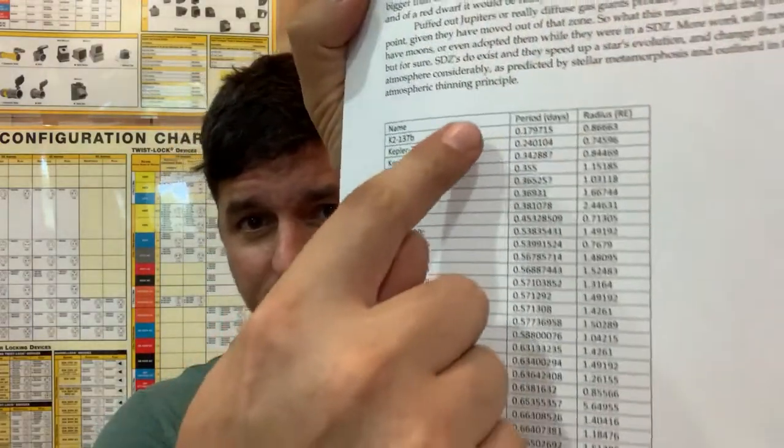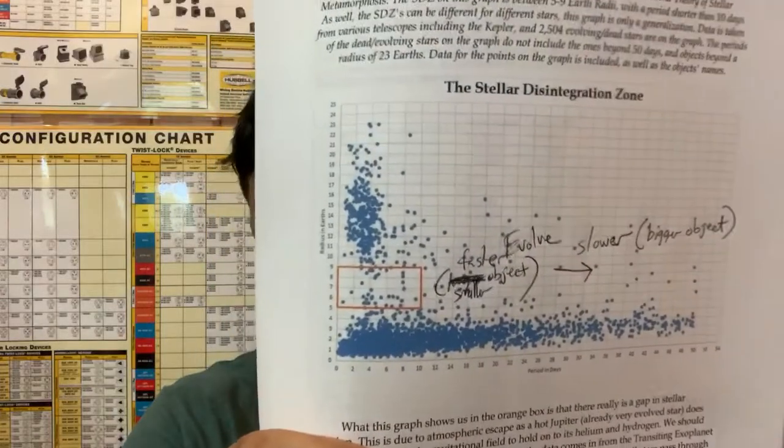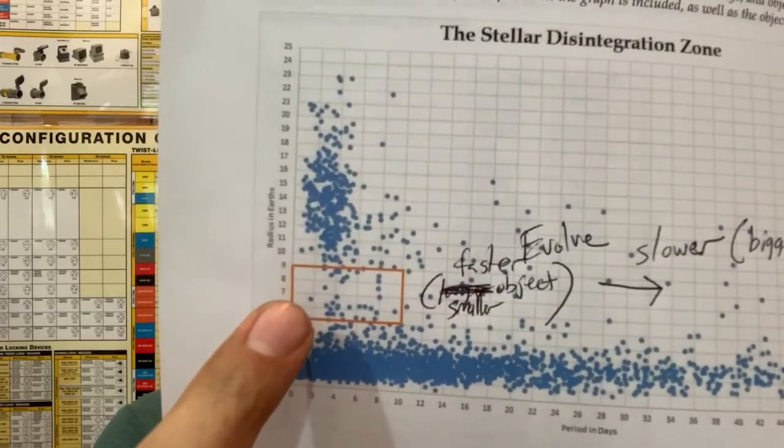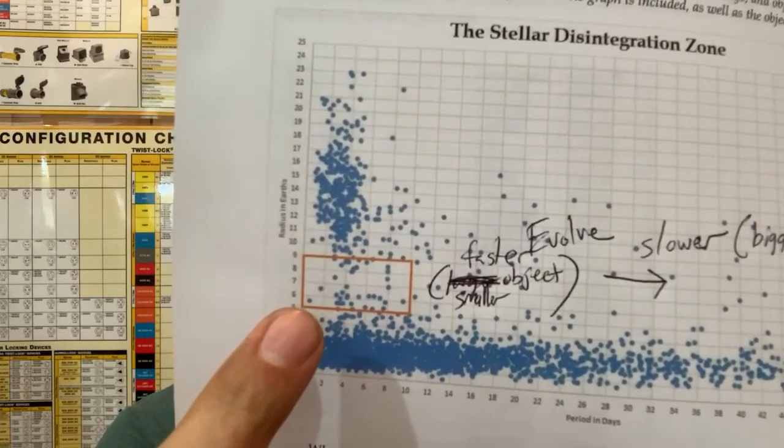Data for the points on the graph is included, as well as the objects' names. This is a 52-page paper. Most of it is just the data on the stars. So all of the gaslighting that a lot of the narcissistic astronomers and critics do, saying you don't have any data. Dude, it's easy to see this. Look, this area right here is the disintegration zone.